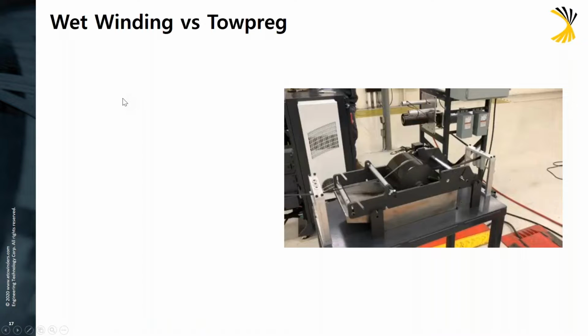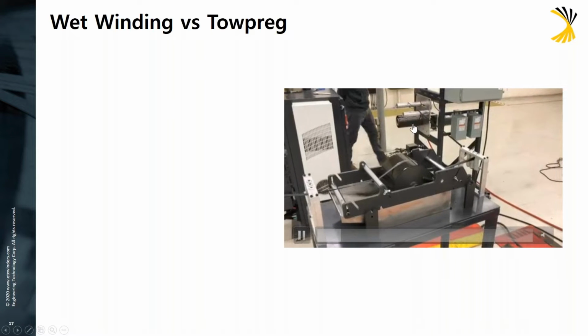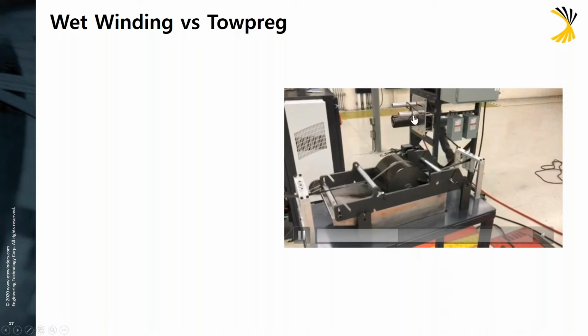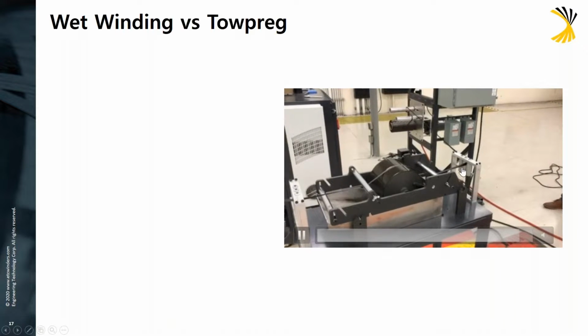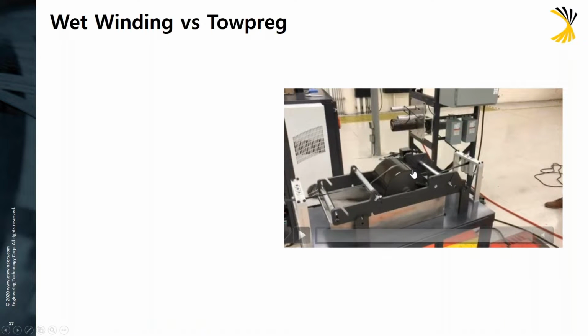This brings us to kind of a hot button topic within the filament winding industry, wet winding versus Towpreg. So I'm just going to play this little video for a second. You'll see, again, the fiber paying off. This is a dry fiber, and it's coming off of our tensioner. It's going through a redirect, and then it is going on top of a drum that's soaked with resin.